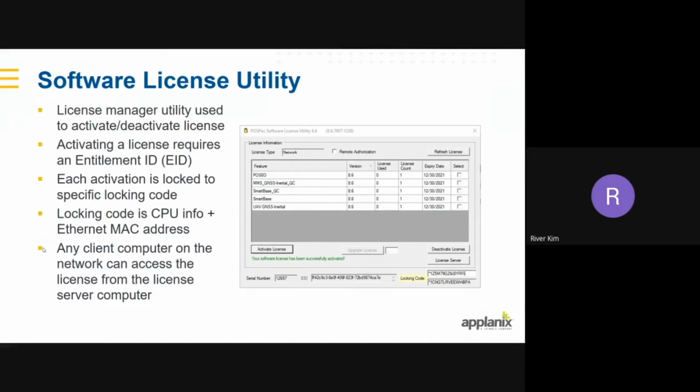So right now, in terms of virtual machines or cloud servers, it's not fully supported yet because the locking codes are tied to the physical hardware of the computer. Now, with the software license utility, any client computer on the network can access the license from the license server computer. Now, moving forward, I'm going to describe the license server computer as the computer where you've activated the license, and the client computer is basically any user on the same network.